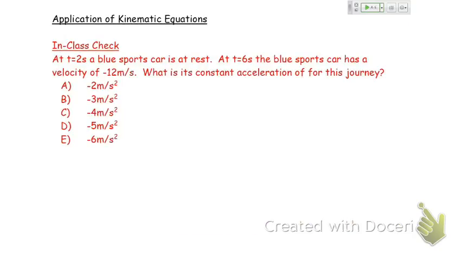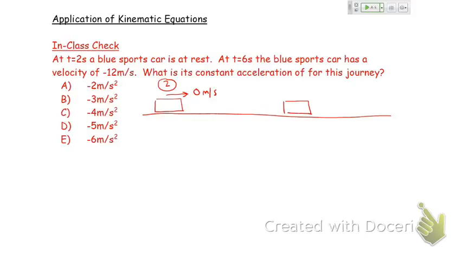Let's do some. At t equals 2 seconds, the blue sports car is at rest. Let's draw our road. I'm doing one-dimensional stuff. Here's my sports car. It's t equals 2 seconds. Let's put a clock here, and that's 2 seconds. The blue sports car starts at rest, so my v is 0 meters per second. At t equals 6 seconds, so now my clock at 6 seconds, my blue sports car has a velocity of, whoa, minus 12 meters per second.